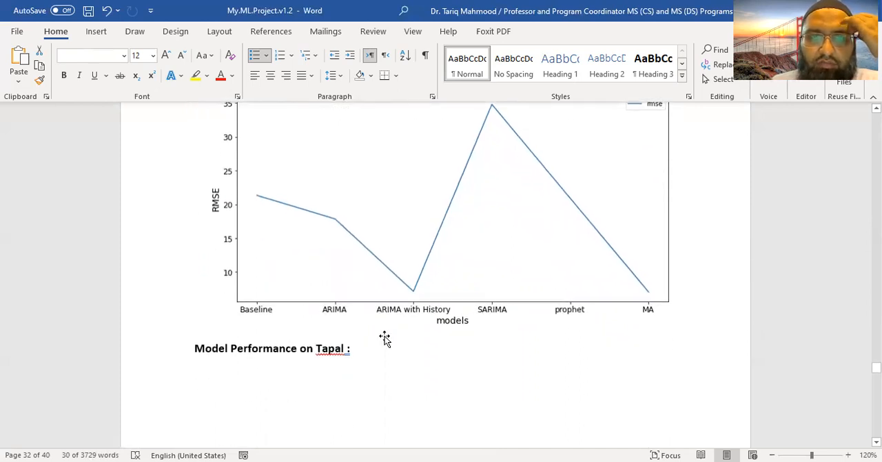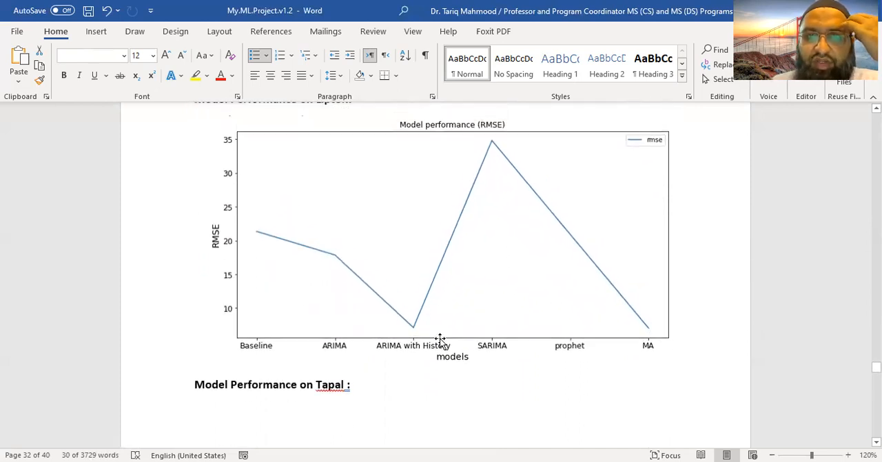ARIMA with history is giving us the minimum RMSE, as is the moving average model. And seasonal ARIMA, Prophet, ARIMA models and baseline models have a higher RMSE as compared to ARIMA with history. So we take the history there.